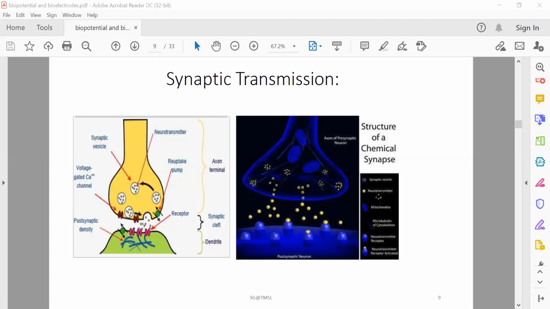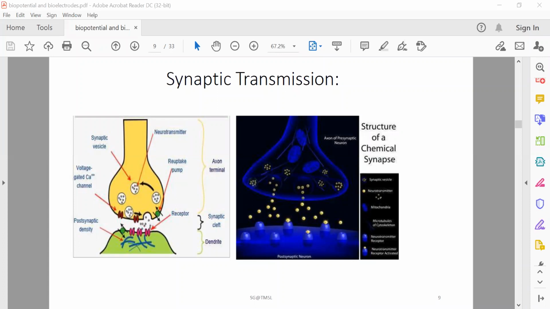It relies on certain factors like the availability of the neurotransmitter, so that its release by exocytosis can take place, the binding of the neurotransmitter to the postsynaptic receptor, as well as the functional response of the postsynaptic cell, and the subsequent removal or deactivation of the neurotransmitter. So these are the different factors on which synaptic transmission depends.